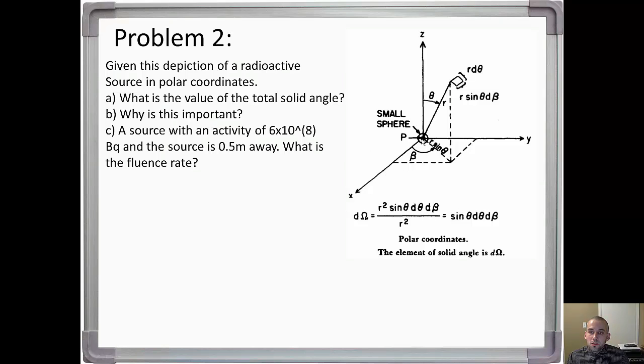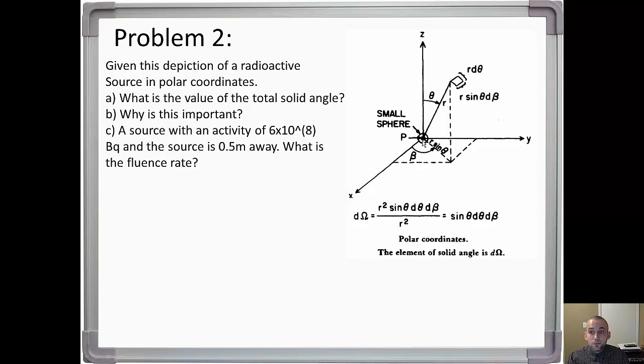this depiction denotes a radioactive source with a volume, and it's in polar coordinates. Beta revolves around the xy axis. It can go from 0 to 2 pi. Theta can go from pi to 0. The total solid angle is if you integrate over all the angles with respect to theta and beta. So essentially you're getting 360 degrees around this radioactive source.